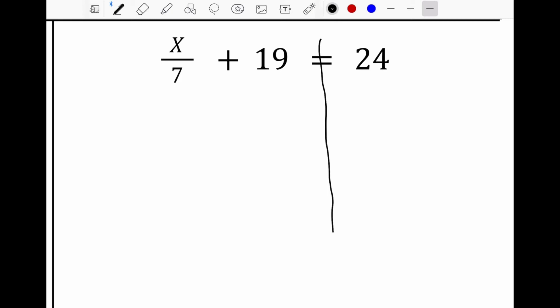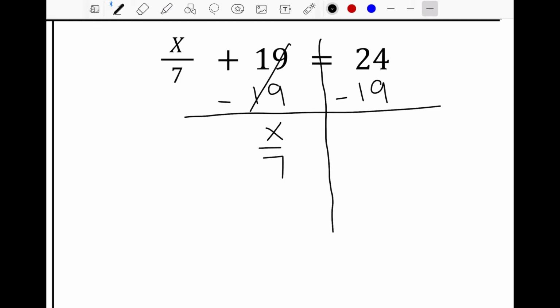So we go to inverse operations. We got a positive 19. Opposite is a negative 19, so I put that under it. If I do it on that side, definitely got to do it on the other. You got to keep it balanced. All right, the positive 19 minus the 19 cancel each other out, bringing me x over 7 down. Now we got 24 minus 19. When you subtract that, you get 5. Positive and negative, opposite sign, subtract, keep the sign of the larger, so we got a 5.